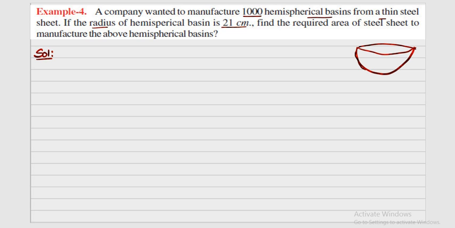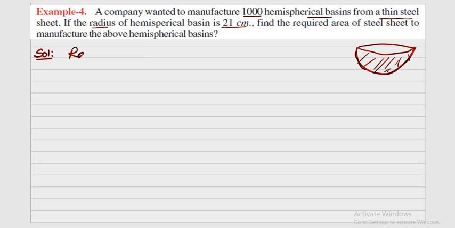So what is he asking? Steel sheet, no? The steel sheet is only about this particular shaded part, so there won't be any steel sheet on the upper side, right? Since we don't have any upper side, we need to find only the lateral surface area, that is the curved surface area of this particular hemispherical basin, right?